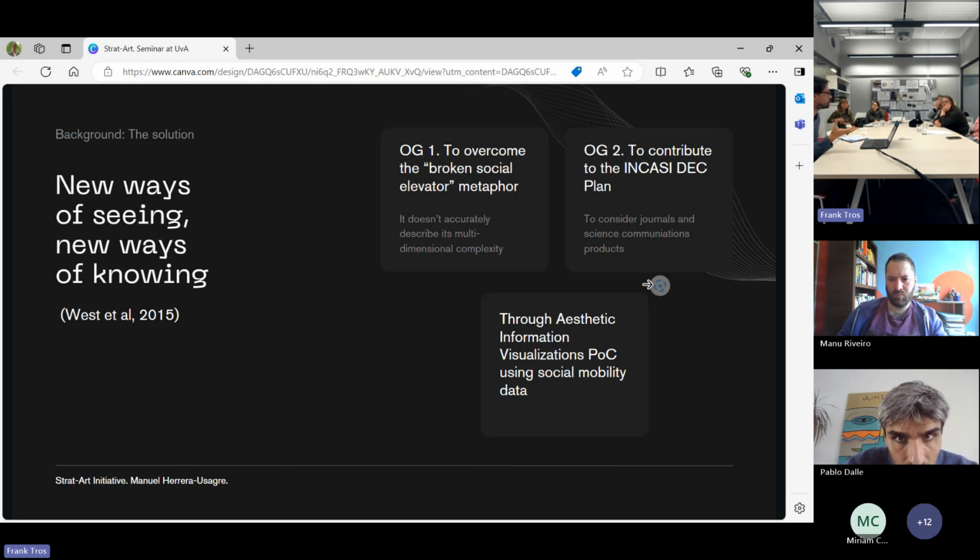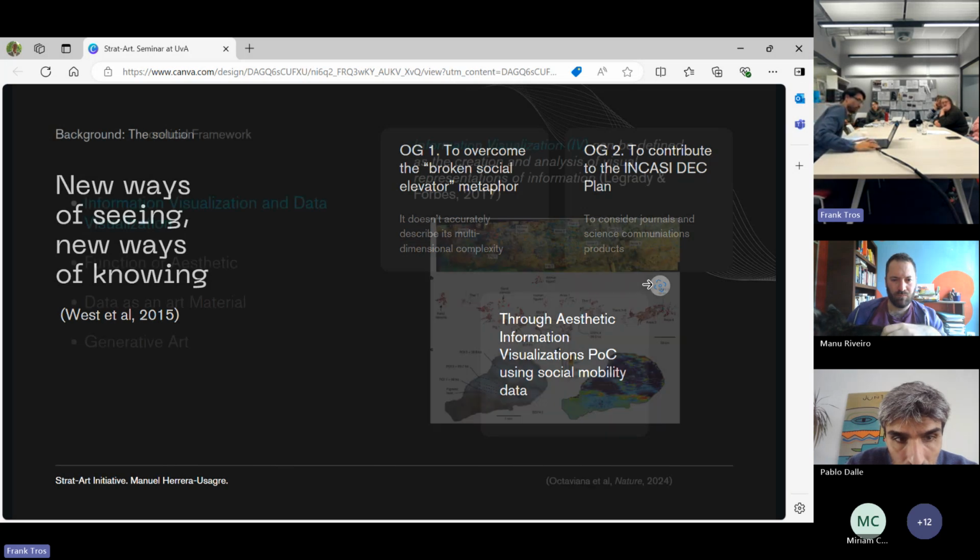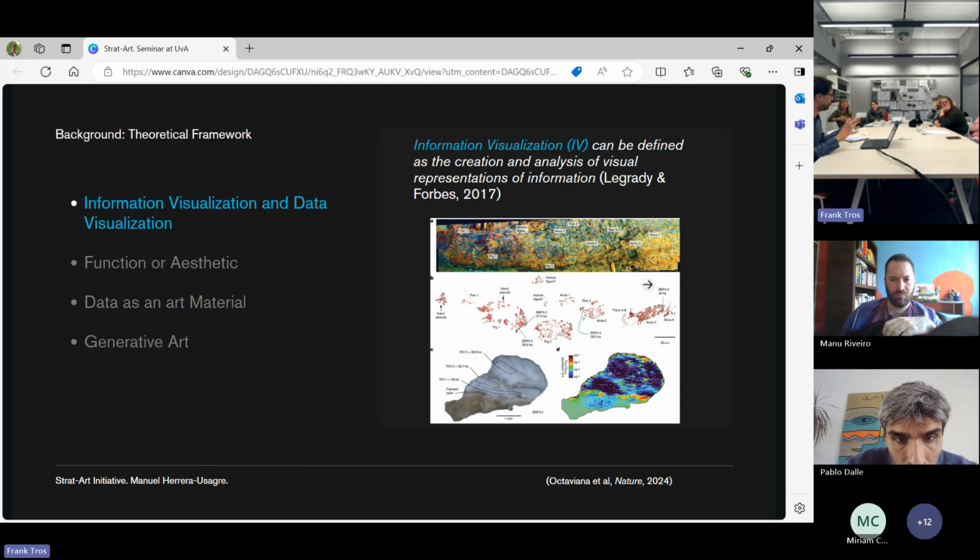We also want to contribute to the dissemination, exploitation, and communication plan of the INCASI project, not only through journal publications, but through other mediums. And we want to use aesthetic information visualizations, proofs of concept, using social mobility data to achieve those goals. So basically, I'm giving some theoretical framework about information visualization. We can conceptualize information visualization as the creation and analysis of visual representations of information.